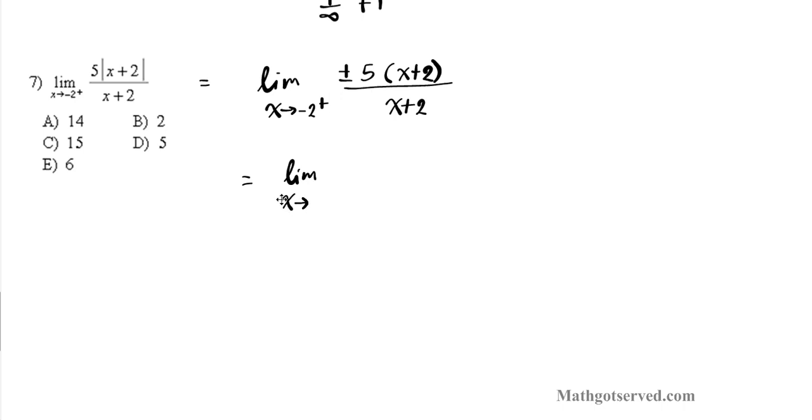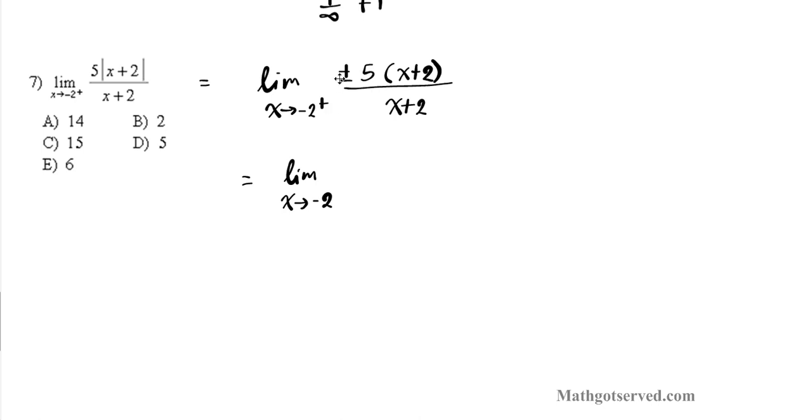All right, let's take a look at problem 7. This is an absolute value function. So we can write this as the limit as x approaches negative 2 from the right. Absolute value can also be expressed as plus or minus, so put that in front of the 5, x plus 2 divided by x plus 2. Since we're approaching from the right, we're just going to take the positive sign, so this becomes the limit as x approaches negative 2.